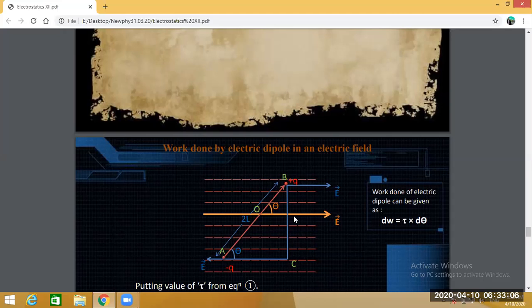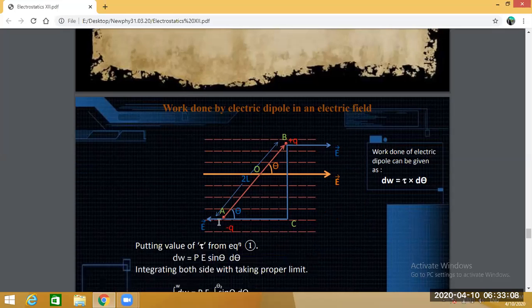So let us see in the figure. This is an electric dipole with negative charge located at A, and positive charge located at B, and O is the center of the dipole. An electric field is directed along the x-axis, and as the field lines are equally spaced, we can say the electric field is uniform. Right now, the electric dipole axis makes an angle theta with the electric field.